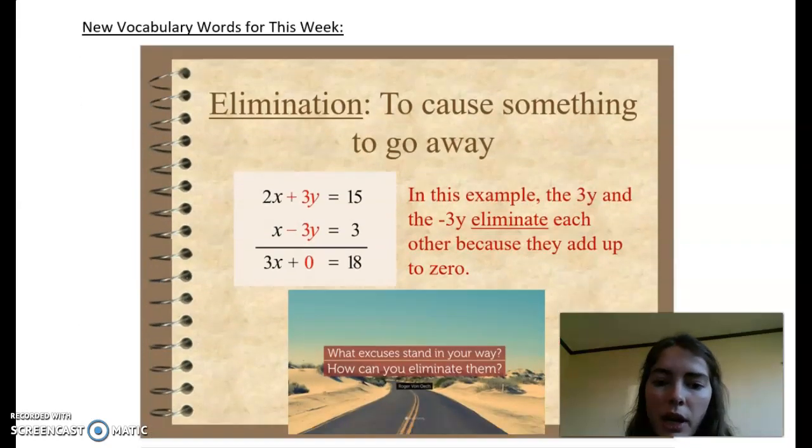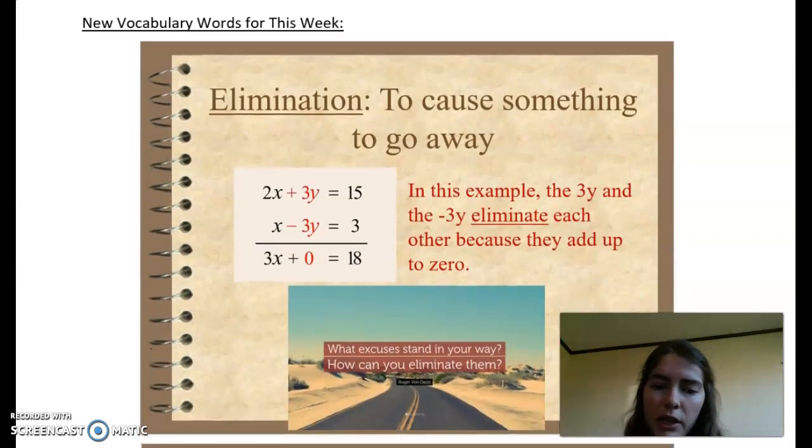These are our new vocabulary words for this week. There's only one of them. It's elimination, which is to cause something to go away. Bye-bye. And this is super helpful because if it just goes away or it becomes zero, then we don't have to worry about it anymore. Yay! So you guys can see this example right here.